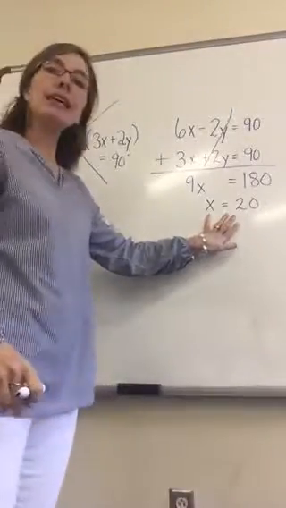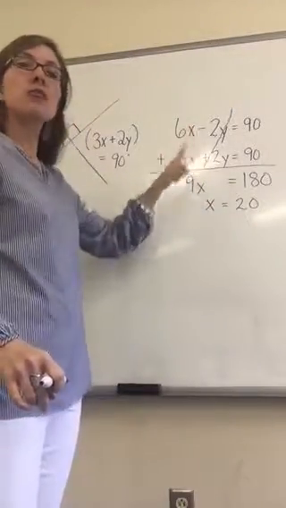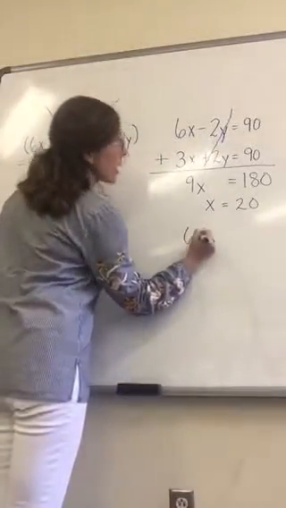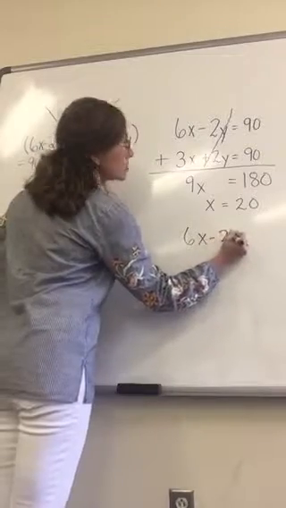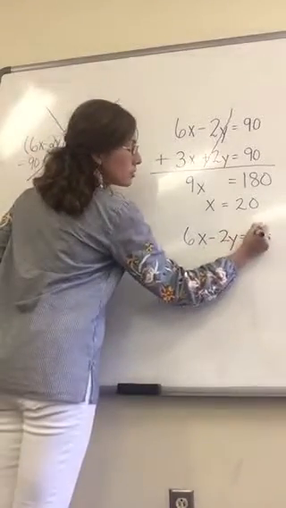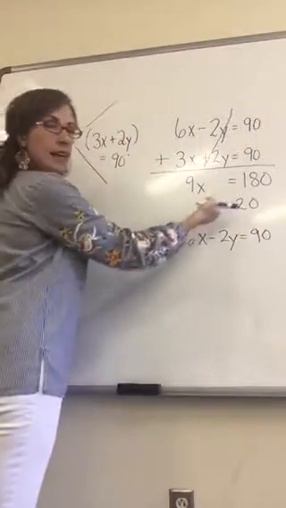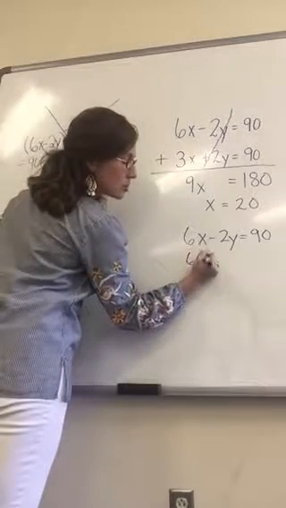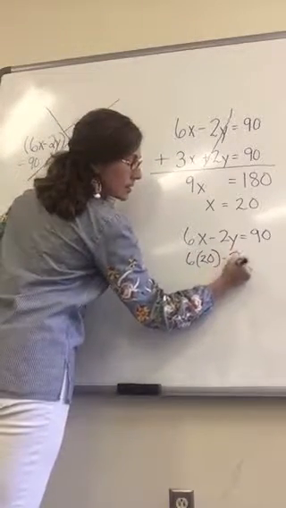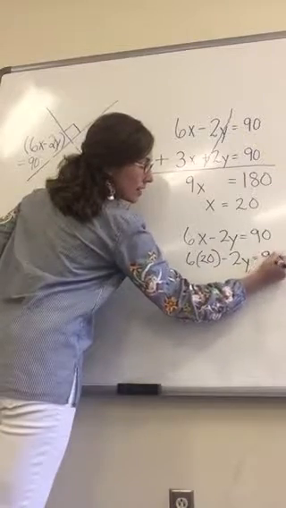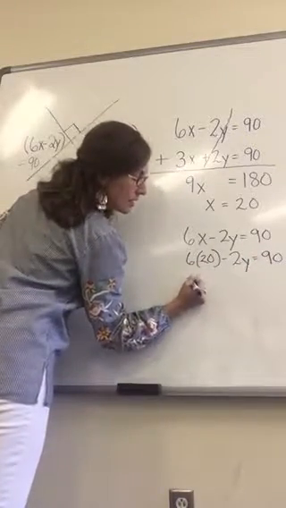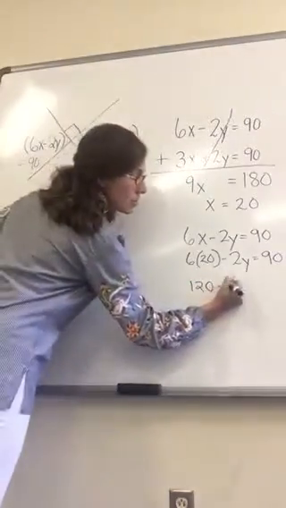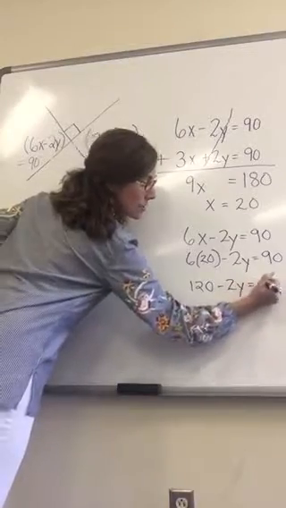Now, we want to plug it back into one of the original equations so that we can solve for y. So I'm going to choose the top equation. The top equation, before I marked part of it out, was 6x minus 2y equals 90. I'm going to take my x that I have solved for, which is 20, and I'm going to plug it into this equation. 6 times 20, instead of 6 times x, minus 2y equals 90. 6 times 20 is 120. I'm trying to see if that's big enough for y'all to see. Yes. Minus 2y equals 90.